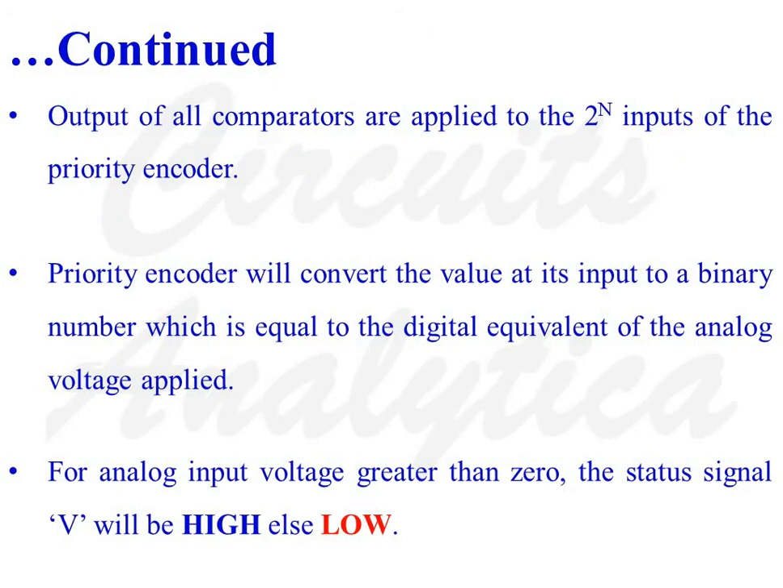Output of all comparators are applied to the 2 raised to n input lines of the priority encoder. The priority encoder will convert the value at its input to a binary number which is equal to the digital equivalent of the analog voltage applied. For analog input voltage greater than 0, status signal V will be high, else low.